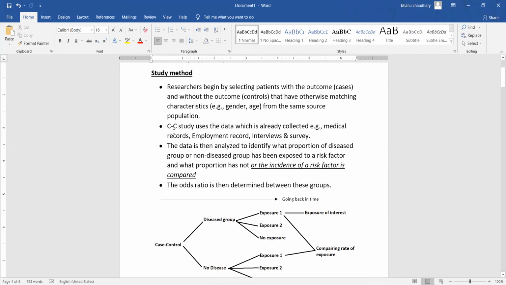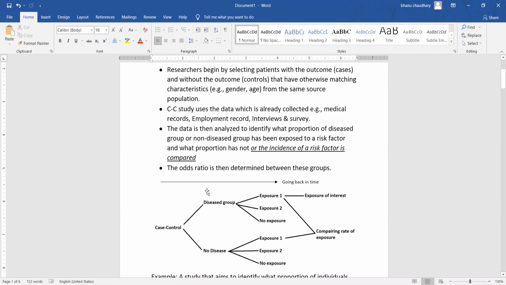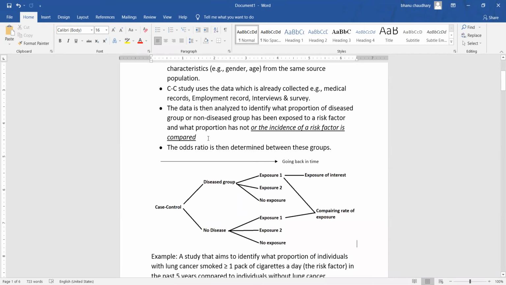Then the case control study uses data which is already collected. The data could be collected from medical records, by looking at employment cards, or by conducting interviews and surveys. Then finally, the data is analyzed to identify what proportion of the disease group or the non-disease group have been exposed to a specific risk factor. Or you want to know the incidence of a risk factor. After knowing it, you will compare the incidence of the risk factor in both groups. And finally, the odds ratio is determined.